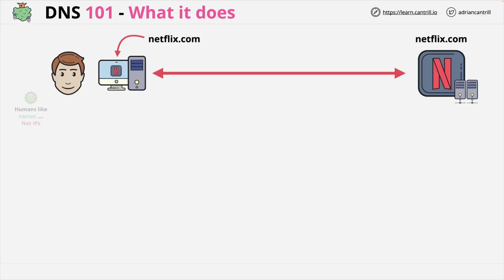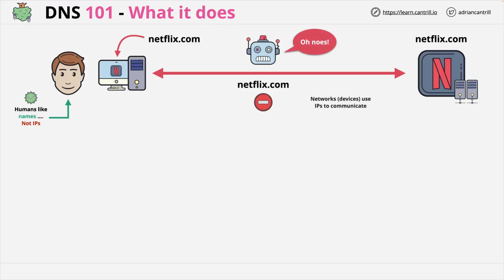Simply put, humans like names because they're easy to remember, but networks or servers not so much. To communicate with Netflix, your computer and any networking in between needs the IP addresses of the Netflix servers. DNS actually does many different things, but at its core, it's like a big contact database. In this context, it links names to IP addresses.